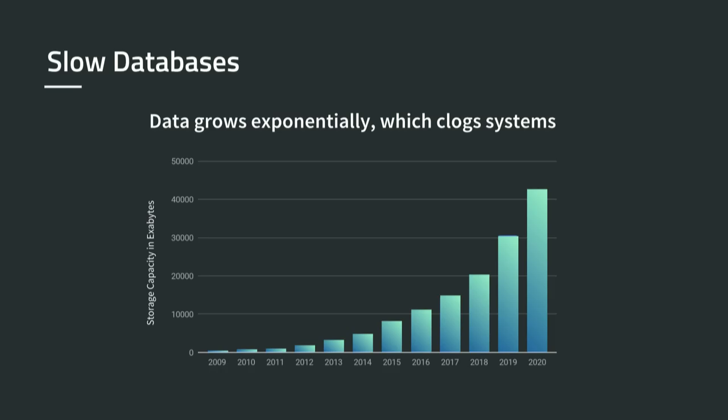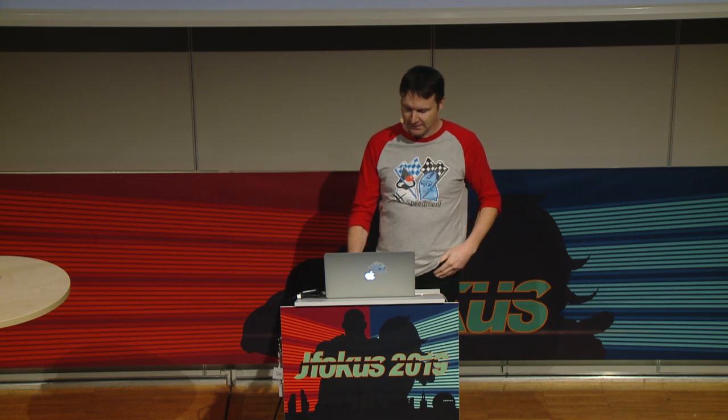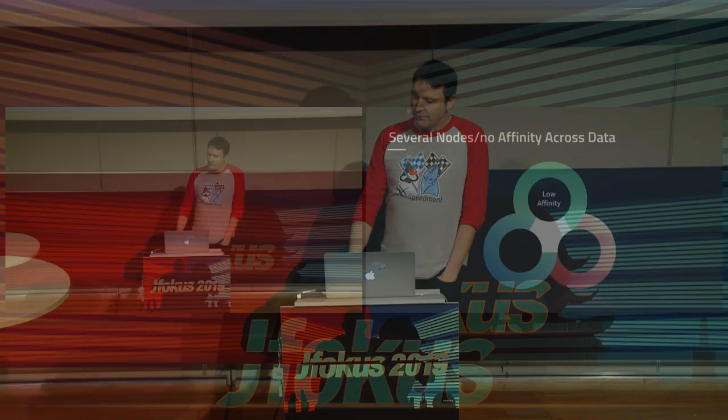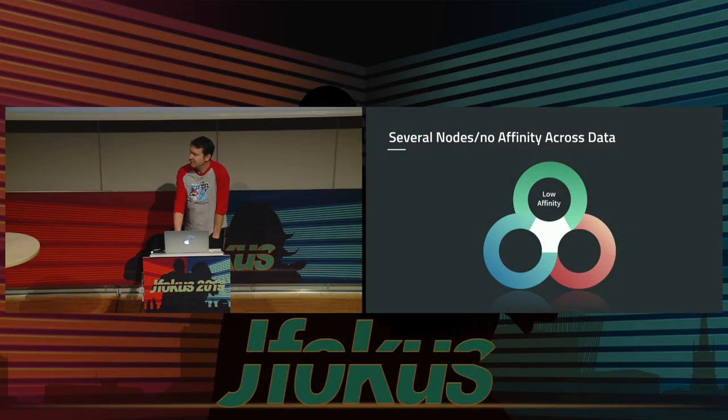So let's start talking about slow databases. And I think I will not spend so much time on this. We all know that databases get clogged the more data you have there. And even the fact that the database is remote kind of excludes it from ultra-low latency because it's usually on a network. So let's talk more about affinity and what affinity really is.